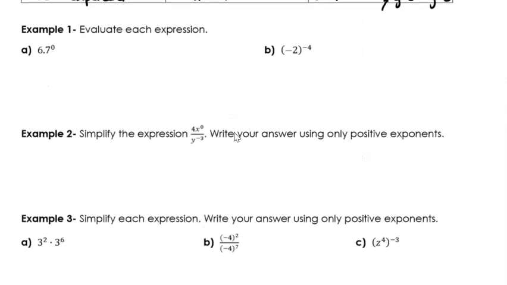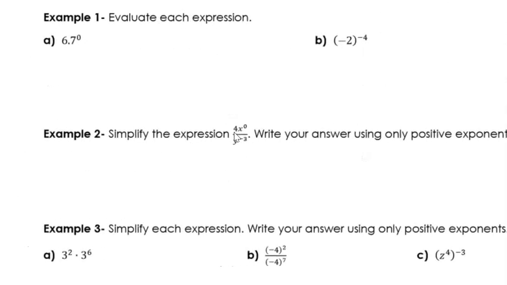All right, let's use these powers on these examples. So this says 6.7 to the 0 power. Anything to the 0 power is 1 due to the 0 exponent property.